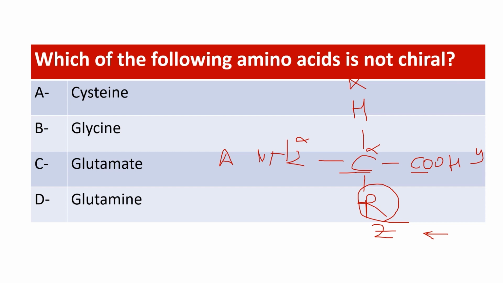All standard amino acids except glycine are chiral because the R group is different. The side chain of glycine consists of only 1 hydrogen atom. For glycine, the R is hydrogen. And the 2 hydrogen atoms attached to the alpha carbon are identical, and therefore glycine is not a chiral amino acid, which makes the answer for this question option B, glycine.